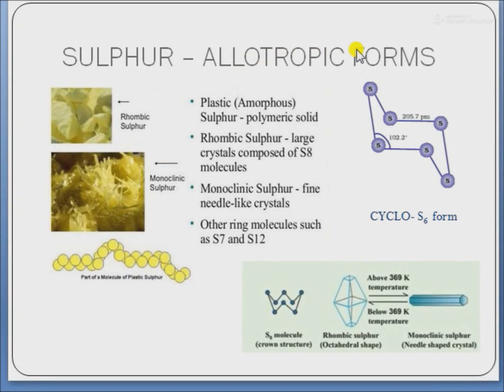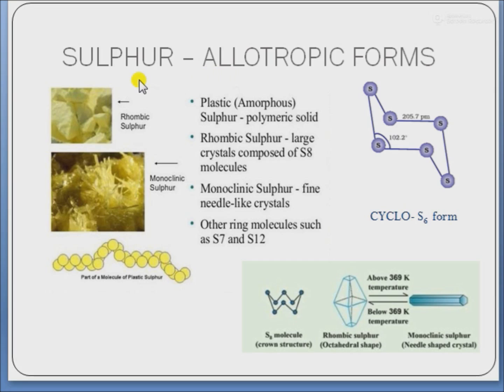Allotropic forms of sulfur. What do you mean by allotropes? Allotropes are forms in which an element exists in different physical states. An element that exists in different forms is called the allotropic form. Like carbon exists in 5 allotropic forms like diamond, graphite, fullerenes, charcoal, carbon black, etc.